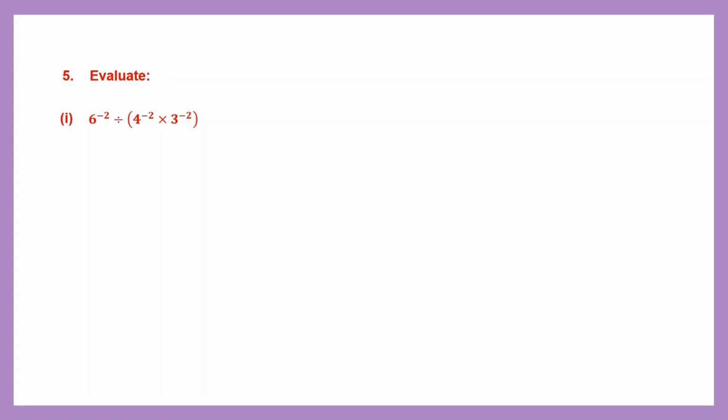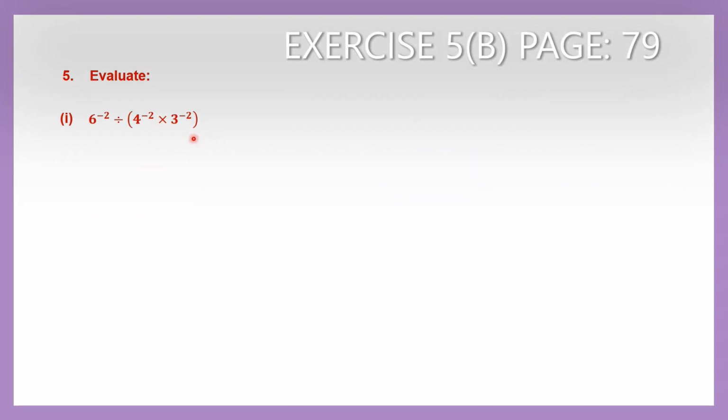Question 5, evaluate. Evaluate means here we need to get our final answer. That is not in the form of a power, but work out everything and get our final number. So here we have 6 to the power of minus 2. Now remember, when it's minus 2 it comes to the denominator as a positive power. And when it is a positive power, it's easy for us to work out.